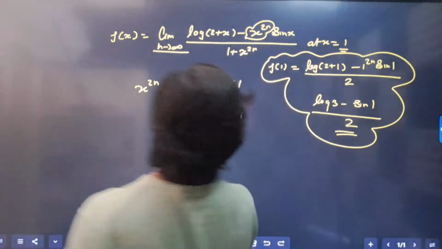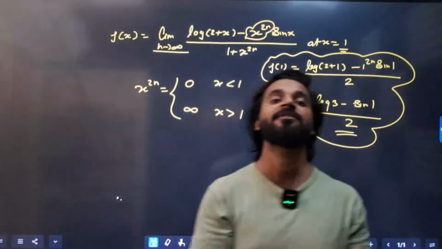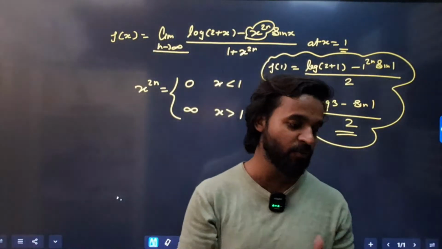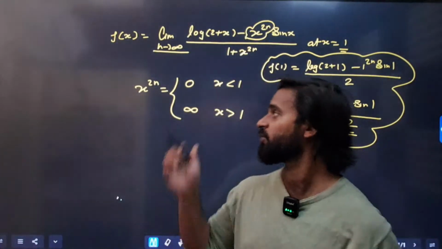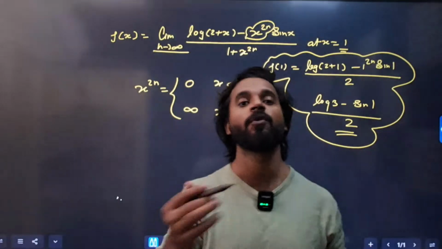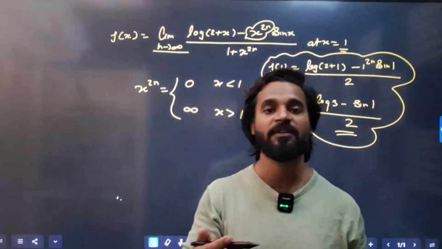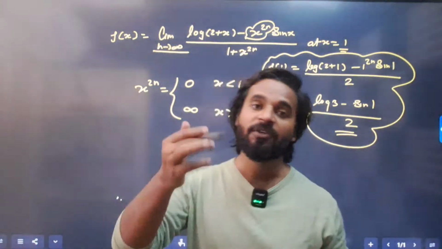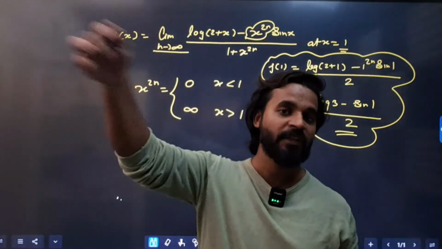Next, if x is greater than 1, say 2, I am just taking 2. So 2 to the power 1 is 2, 2 to the power 2 is 4, 2 to the power 3 is 8, 2 to the power 4 is 16, 2 to the power 5 is 32. So it keeps multiplying by 2, and the value is infinite.